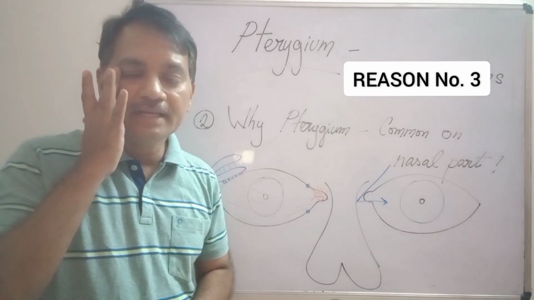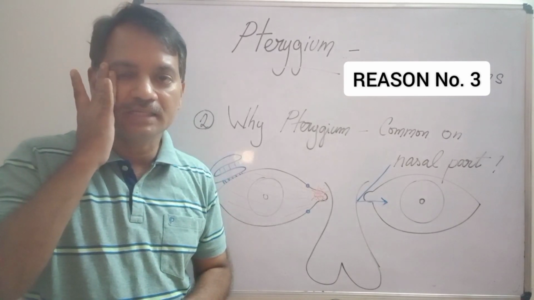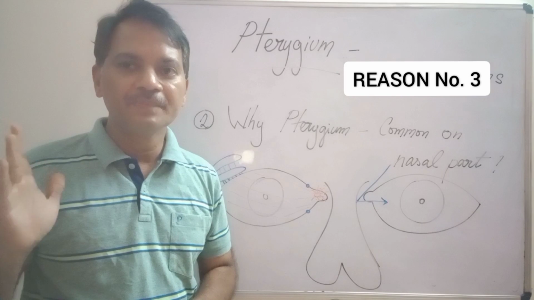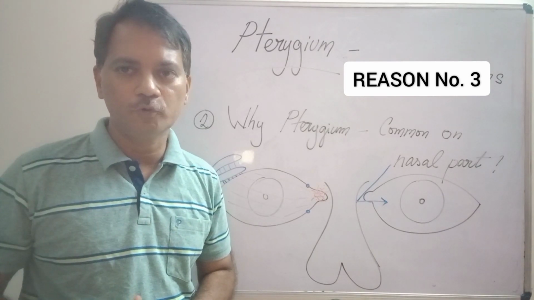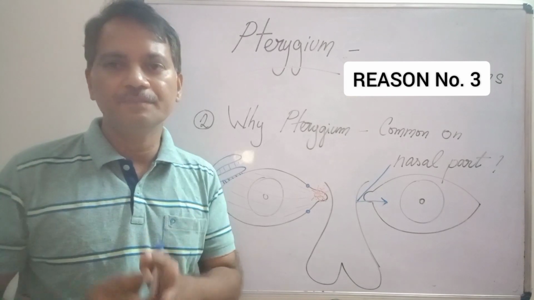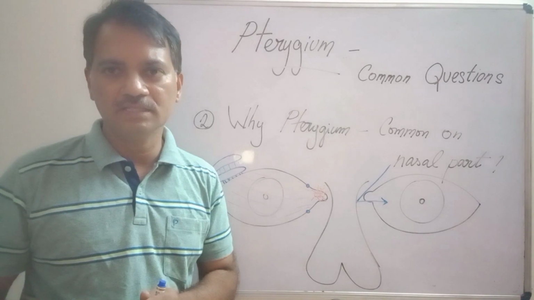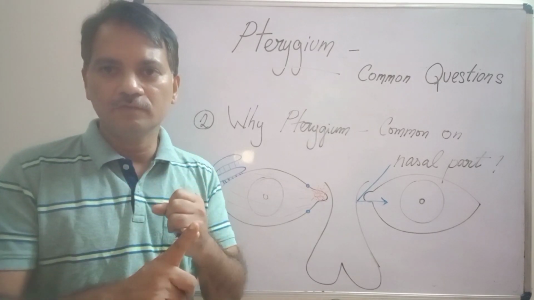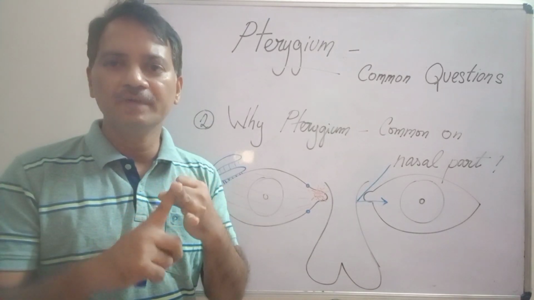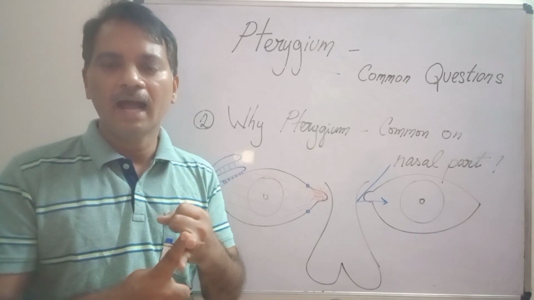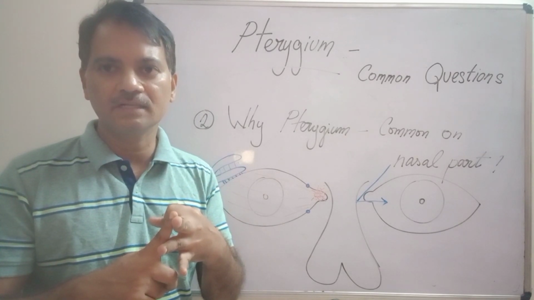But the heat that is falling on the temporal bulbar conjunctiva, because the temporal bulbar conjunctiva is on the sides, easily gets cooled because of the movement of air in that portion. So pterygium is common on the nasal bulbar conjunctiva for three reasons: because of excessive dust concentration in the nasal portion, excessive UV rays falling in the nasal portion, and because of the excessive hotness or temperature in the nasal portion.